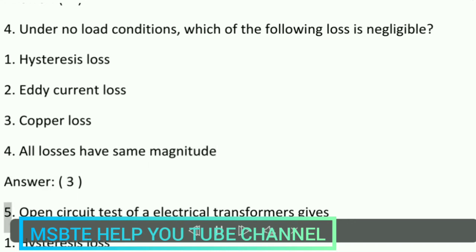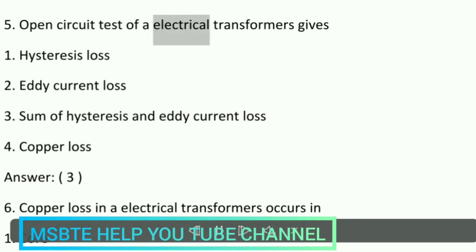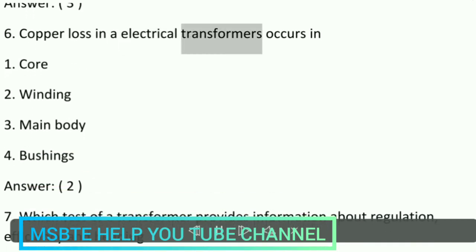Answer: 3. 5. Open circuit test of electrical transformers gives: 1. Hysteresis loss. 2. Eddy current loss. 3. Sum of hysteresis and eddy current loss. 4. Copper loss. Answer: 3. 6. Copper loss in electrical transformers occurs in: 1. Core. 2. Winding. 3. Main body. 4. Bushings. Answer: 2.